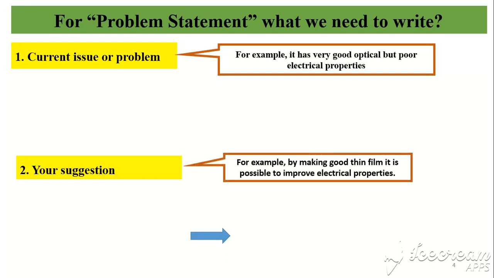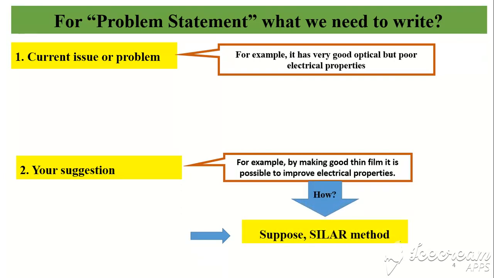So you need to make a suggestion about what kind of thing you would like to conduct. In my case, I think by making a good thin film, it is possible to improve the electrical properties. This is my suggestion. So now another question comes: how? That will be my objective. By using the Seiler method, it is possible to make a very good thin film. If I get a good thin film, then it is possible to get good electrical properties as well. So this thing you need to mention in your objectives.